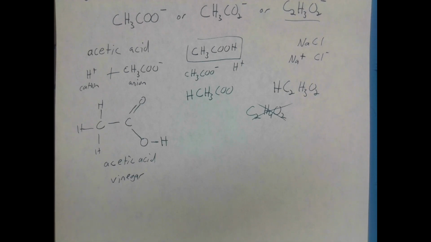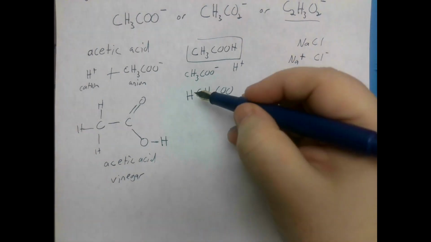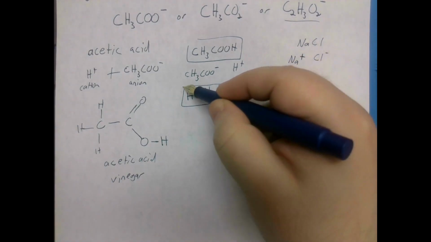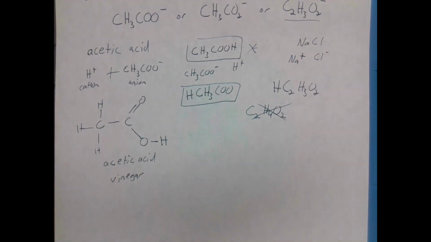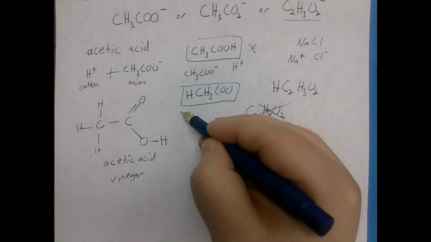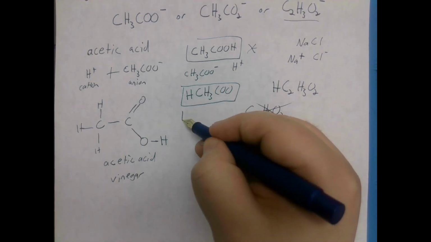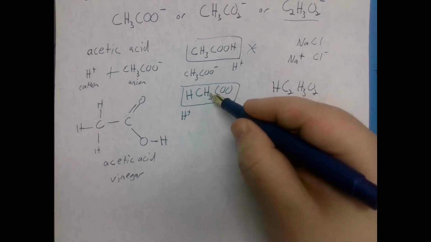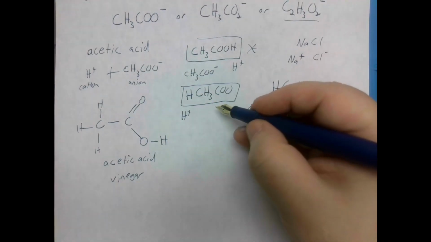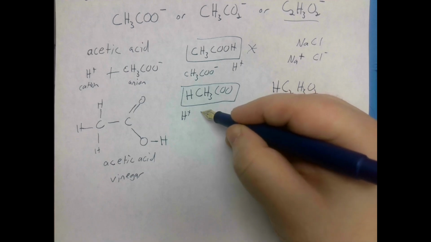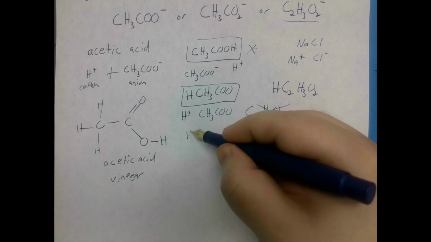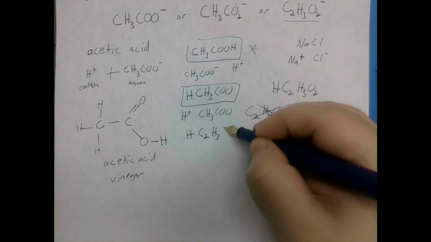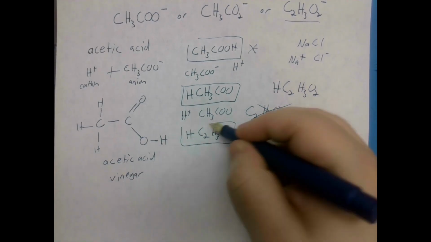I'm trying to think of the best way. I'm going to stick with this formula, even though this one is more commonly used. The reason why I'm sticking with this one is that we can clearly see by convention, we always put H plus in the front. And regardless of what form that acetate uses, the anion is at the end. You could either have it like that, or HC2H3O2, like this. One of these two.